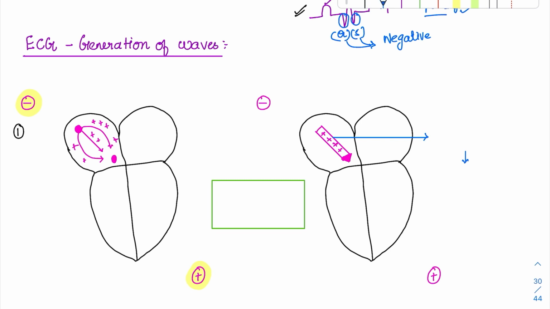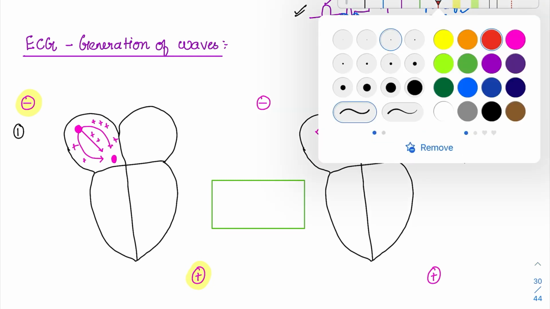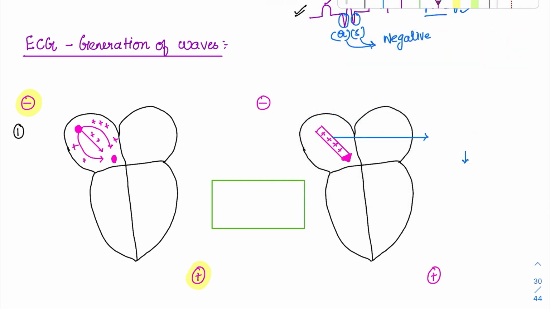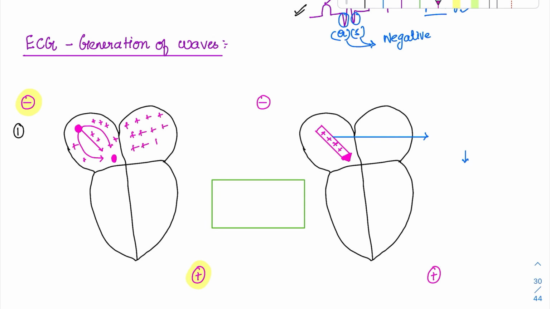So let's start with the first thing. First, who is the dominant pacemaker? The SA node. The SA node is going to fire now. When the SA node fires, what will happen? The impulse will be conducted through the internodal fibers to the AV node. Not only that, the atria also will go for depolarization. So the atria will get the positive charges, depolarization.